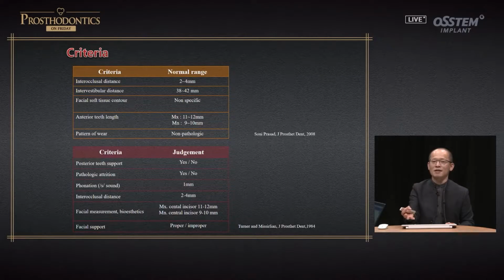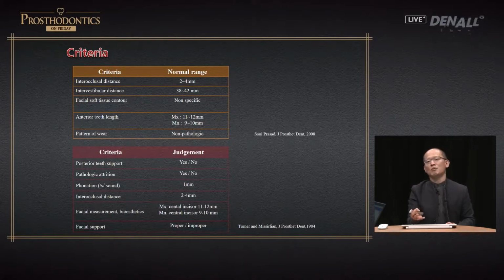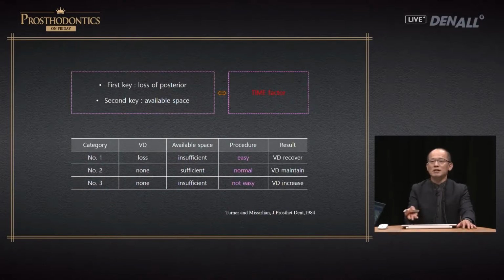The clinician makes the determination based on his or her preference. So on the right side, these are some of the ranges that you could be taking as a reference. What I would like to say is this is like Turner and Missirlian's article. The categories are for easy reference.